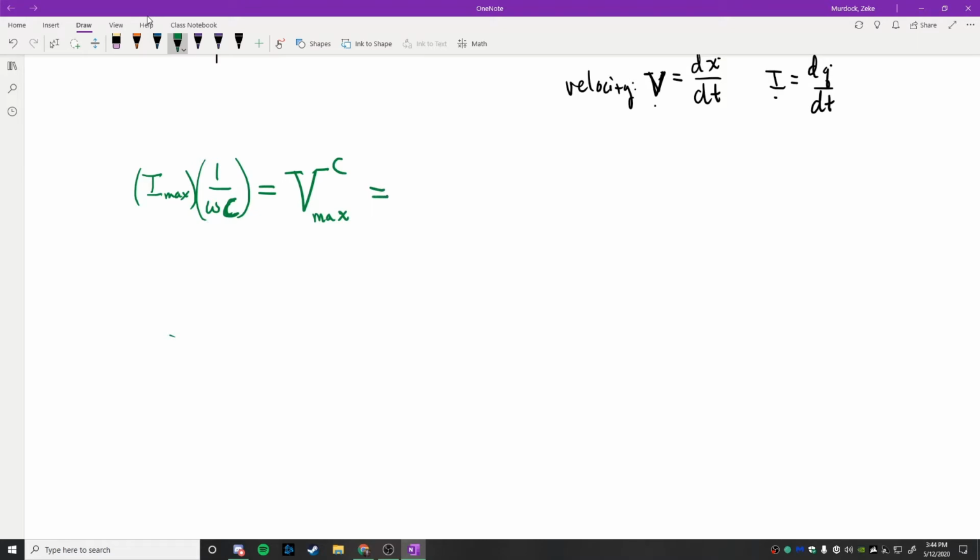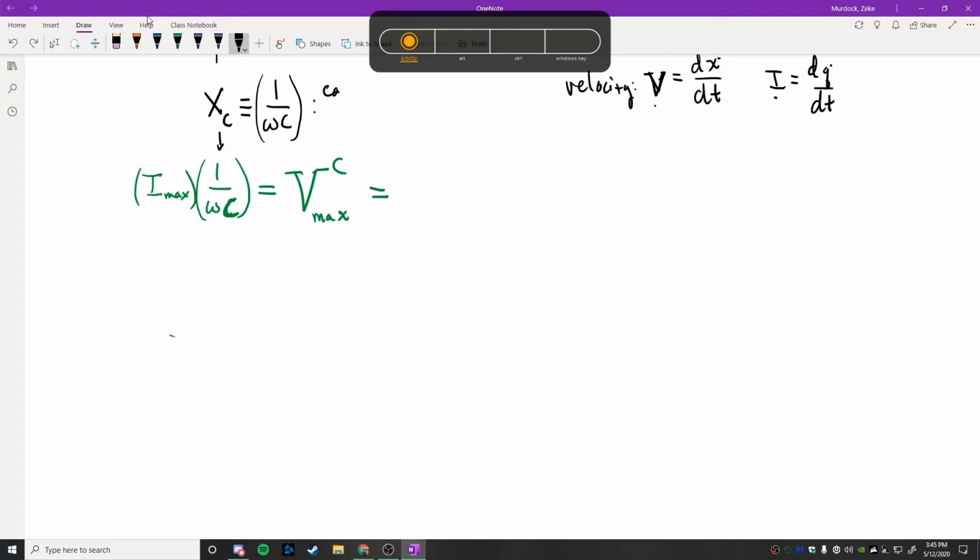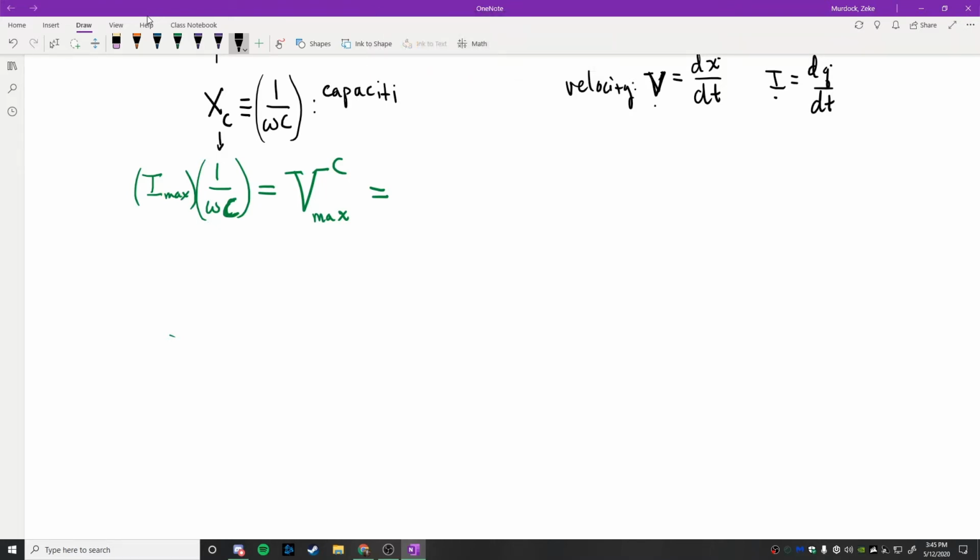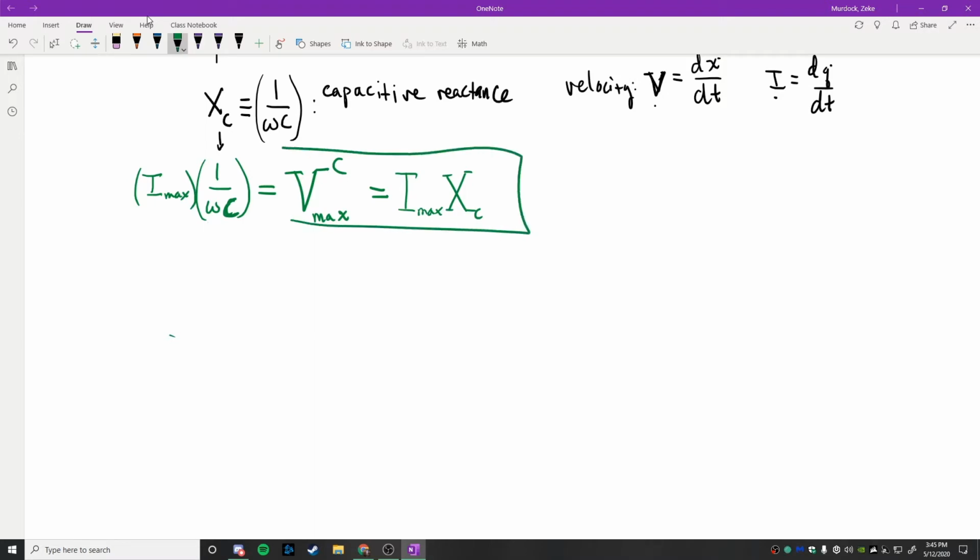And what we want to do now is replace that term right there with the symbol X sub c. X sub c is going to be equal to 1 over omega c, and that's a definition. This is called capacitive reactance. And with that definition, we get that the voltage across the capacitor is equal to I max multiplied by X sub c. This is a capital X. There's your relationship for the voltage across the capacitor.